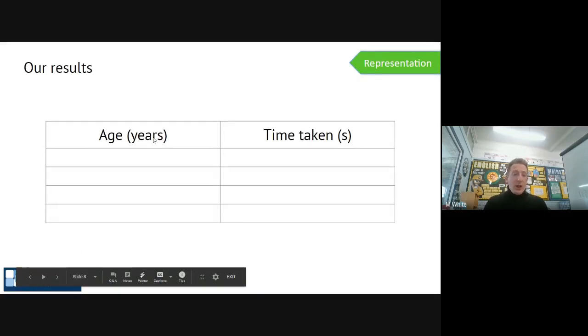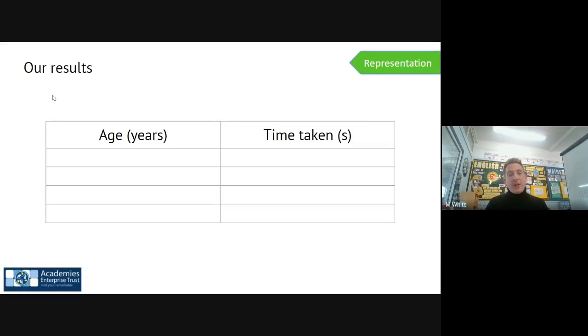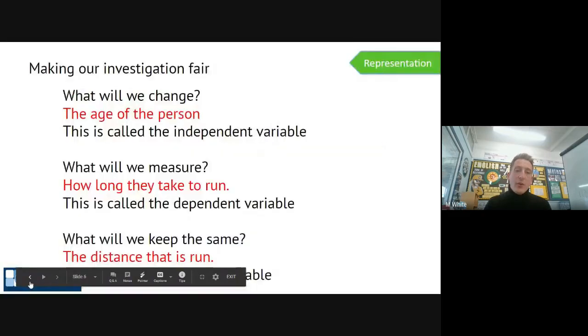So what I'd like you to do is complete this results table. And again, obviously, this will form part of the representation. So again, don't panic if you don't do this. There will be later tasks that you can do without the experiment. Obviously, this will just help us as we move along. So all I'd like you to do is record the age of the people taking part and how long it took them to cover whatever distance you asked them to run. Okay, make sure you keep that distance the same. If you're not sure of the rules, they're here.